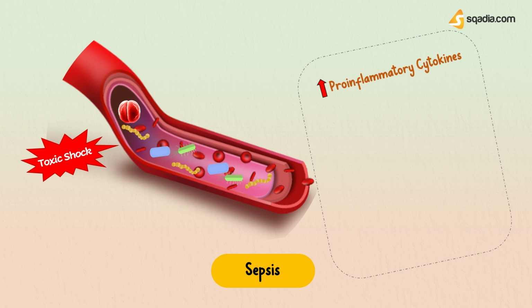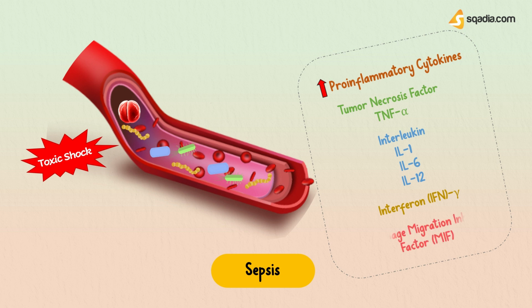Well, sepsis happens when an infection you already have triggers a chain reaction throughout your body. It is believed to be associated with an exacerbated release of mainly pro-inflammatory cytokines, such as tumor necrosis factor, or TNF-alpha, interleukin or IL-1, IL-6 or IL-12, interferon gamma or IFN gamma, and macrophage migration inhibitory factor or MIF.